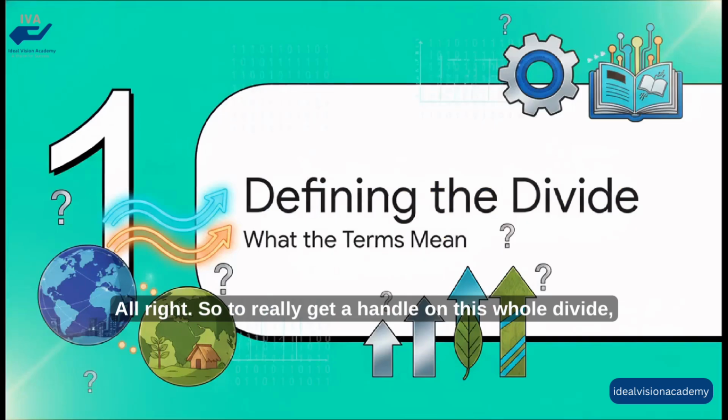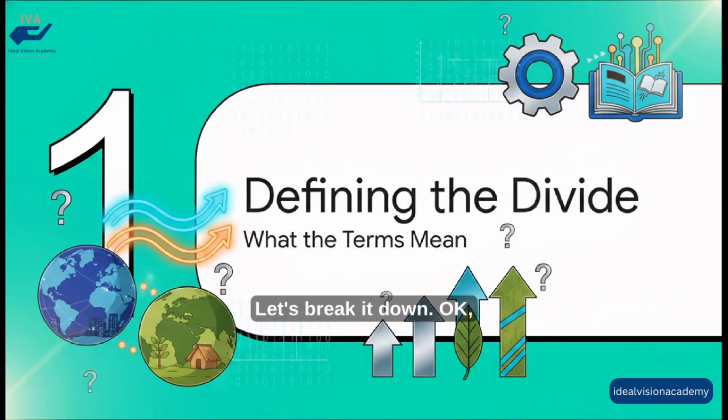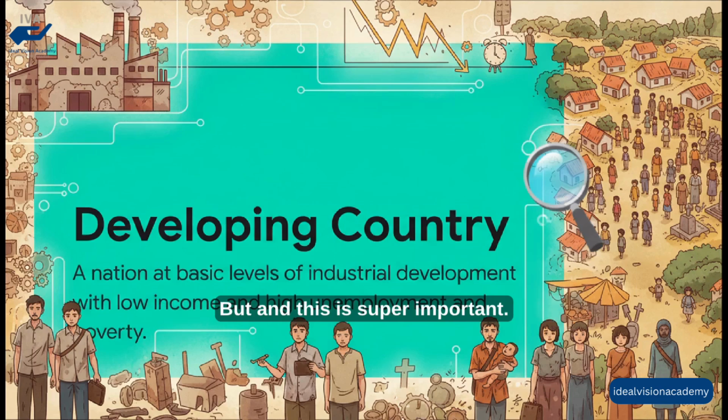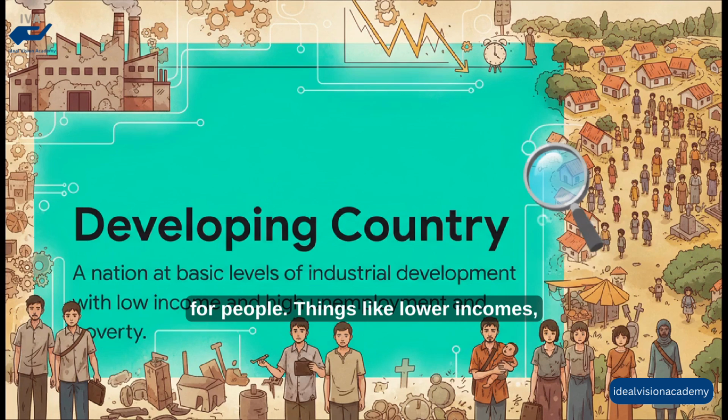All right, so to really get a handle on this whole divide, we've got to start with the basics, the definitions. What exactly does it mean when we call a country developing? Let's break it down. A developing country is basically a nation that's still in the earlier stages of building up its industry. But, and this is super important, it's not just about factories and smokestacks. This has some really serious real-world consequences for people. Things like lower incomes, a tougher job market, and unfortunately, even higher birth and death rates.